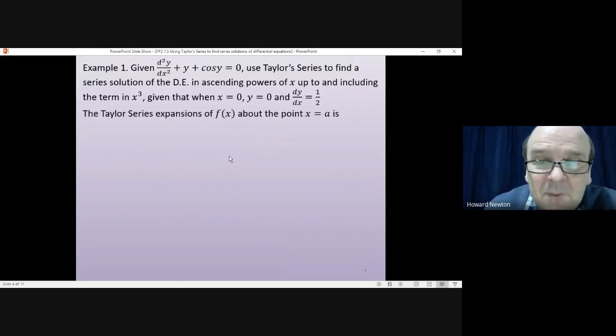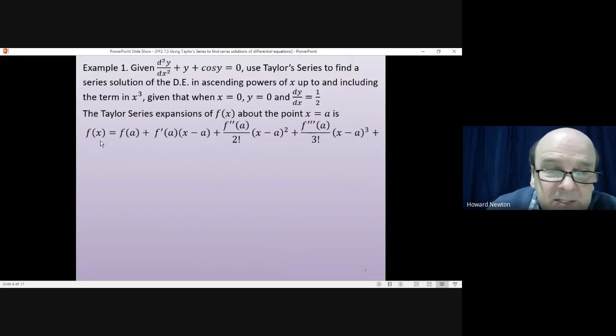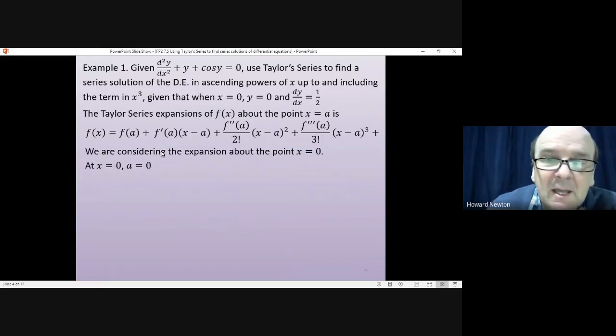Well, the Taylor series expansion of f of x about the point x equals a is that. It's the second version, and that's the version that we always use for this type of question. We're considering the expansion about the point x equals 0. That's because that's the value of x we were given in the initial conditions. We were told when x equals 0, y is 0, and dy by dx is a half. The most significant thing about that is that that gives us the value of a.